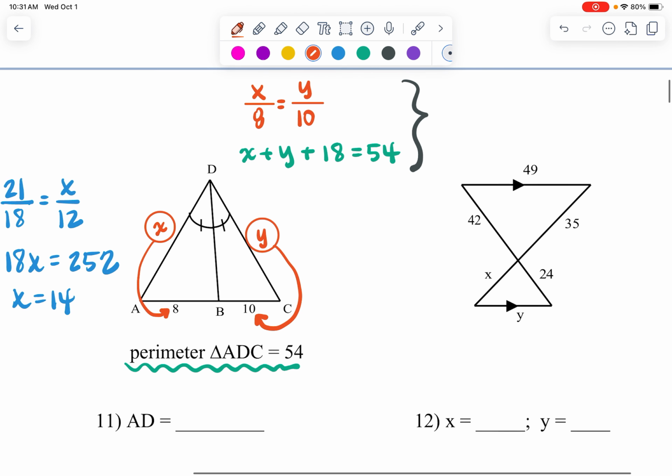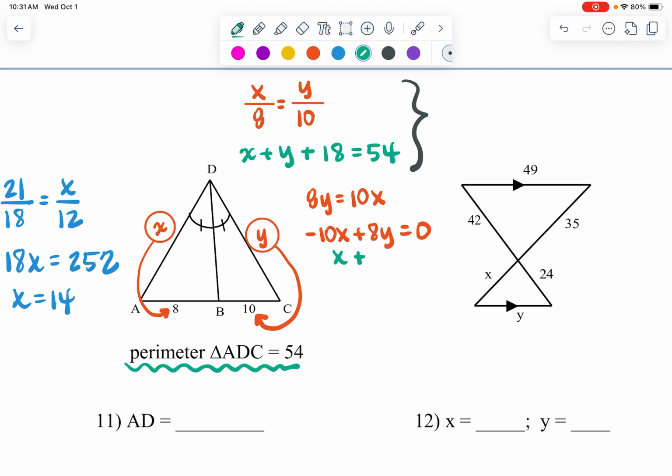Now, obviously, I'm not going to leave that top guy as a proportion, right? I'm going to cross multiply and get 8y equals 10x. If you like it in standard form because you're going to do the elimination property, then you're probably going to want to subtract. I'm going to subtract the 10x to the left side, and that's going to give me 0. And then I'm going to do my x plus y equals, and I'm going to subtract the 18 from the 54 to move the constant over here. And now I have my two equations in standard form.